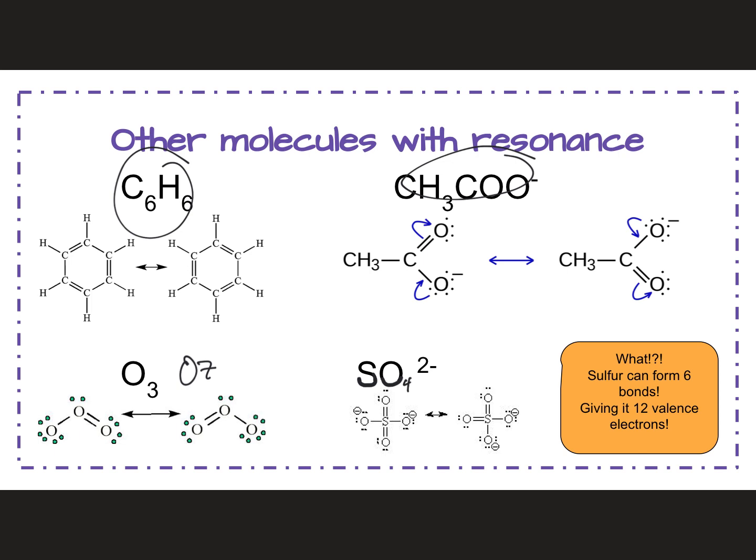Sulfur tetroxide is one of those weird exceptions. It can actually form a total of 6 bonds, which gives us a total of 12 valence electrons to work with, potentially if it's got electrons from the right donor.